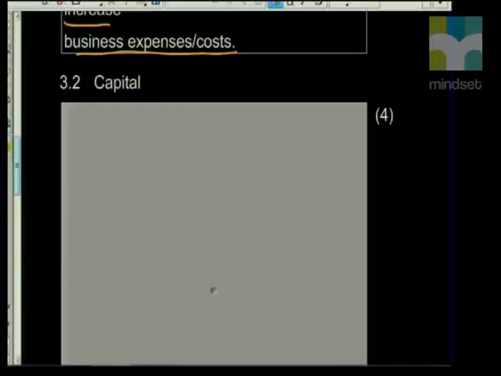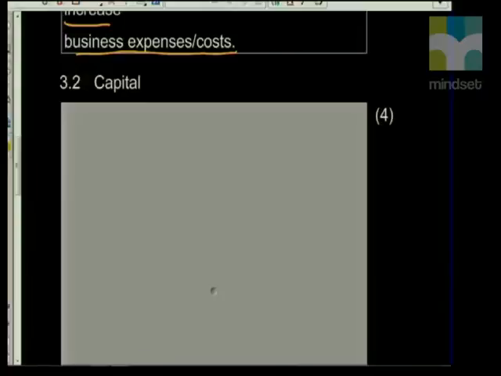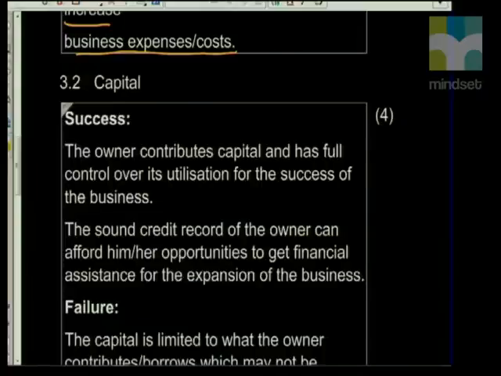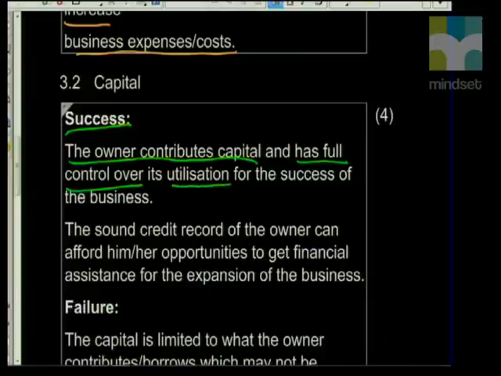To have a look at the next section here, we're looking at capital. Remember grade 12, we're looking at the success and failure of a sole trader based on these 2 topics. So with capital, what would lead to the success? So the first point here for the success is the owner contributes capital and has full control over the utilization for the success of the business.